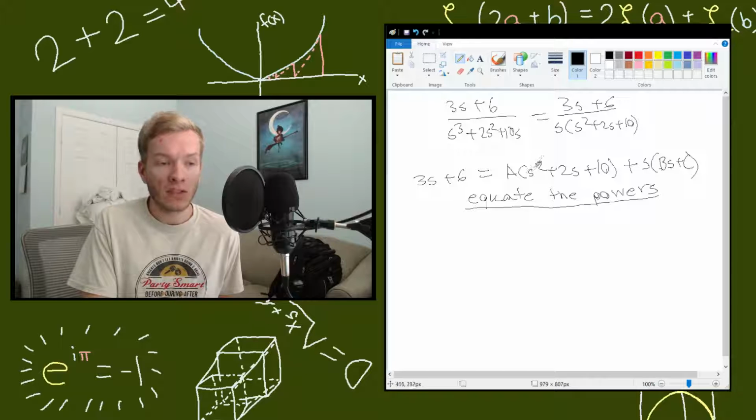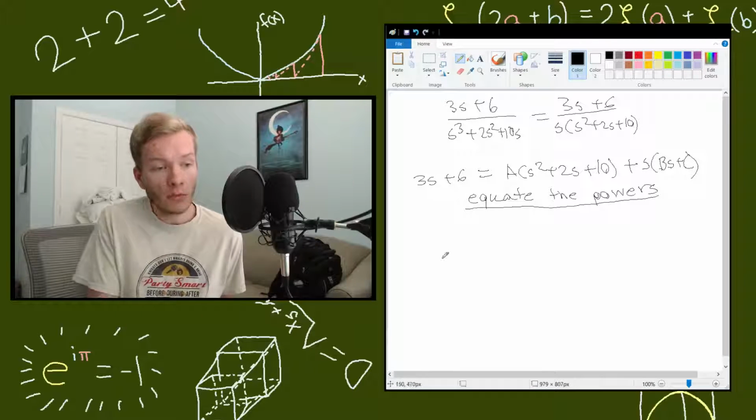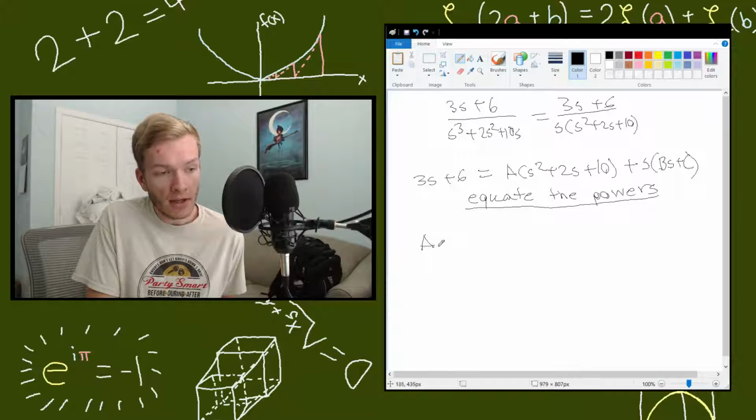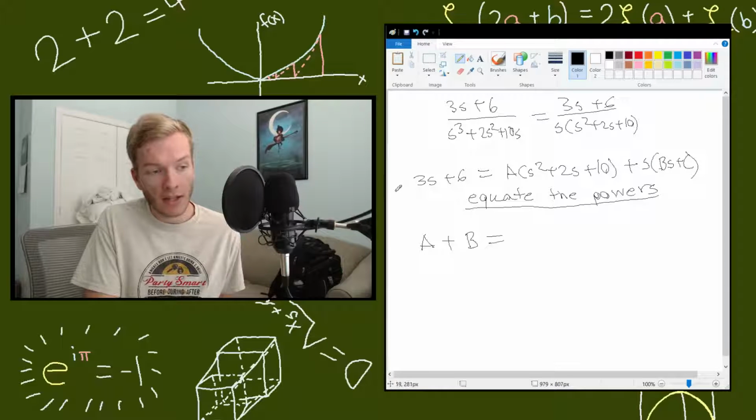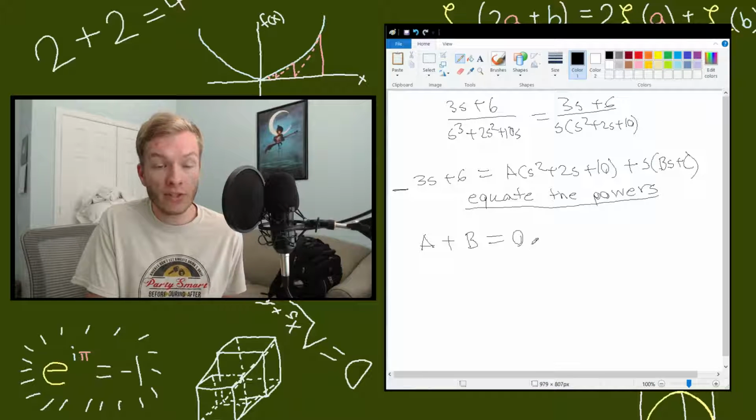We have s squared here, and we're going to have an s squared here when the b multiplies. So we will say that a, since a is what is multiplied by s squared, plus our b is equal to how many s squares we have on this side of the equation. And since we don't have any over here, we're just going to put a 0 here.